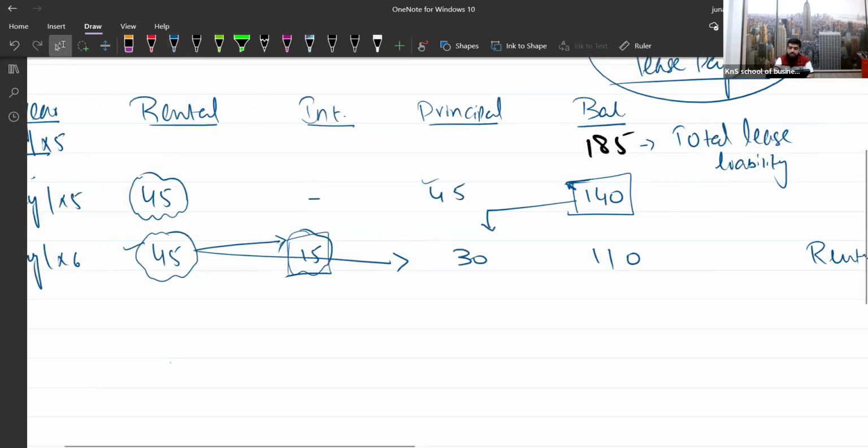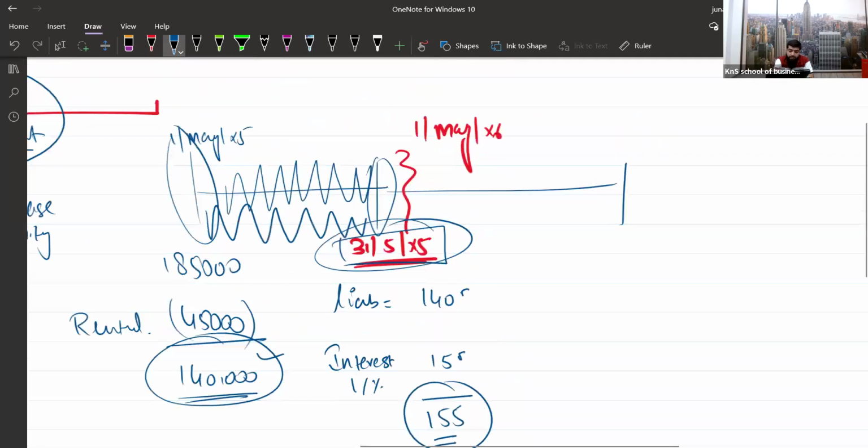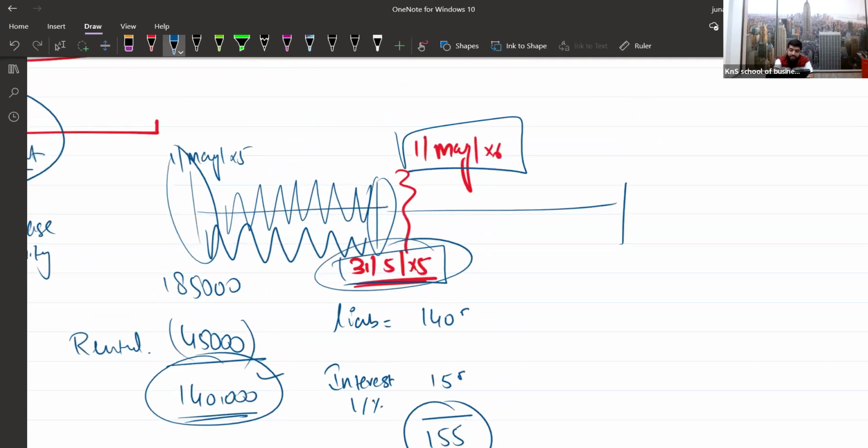For example, if I just talk about this one, 31st of May 2005, on the very next day, I'll be paying 45,000. And in this 45,000, you will pay the 15,000 as the interest element which was outstanding, and the remaining 30 you will be paying for the principal amount, right? So in the next accounting period you will be paying the 45,000. So if you will be paying the 45,000 in the very next accounting period, what is current liability?